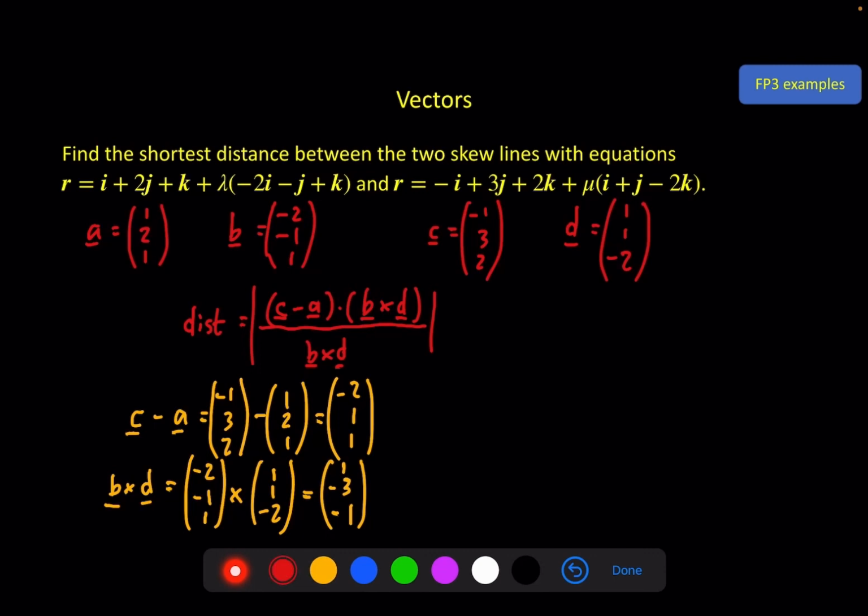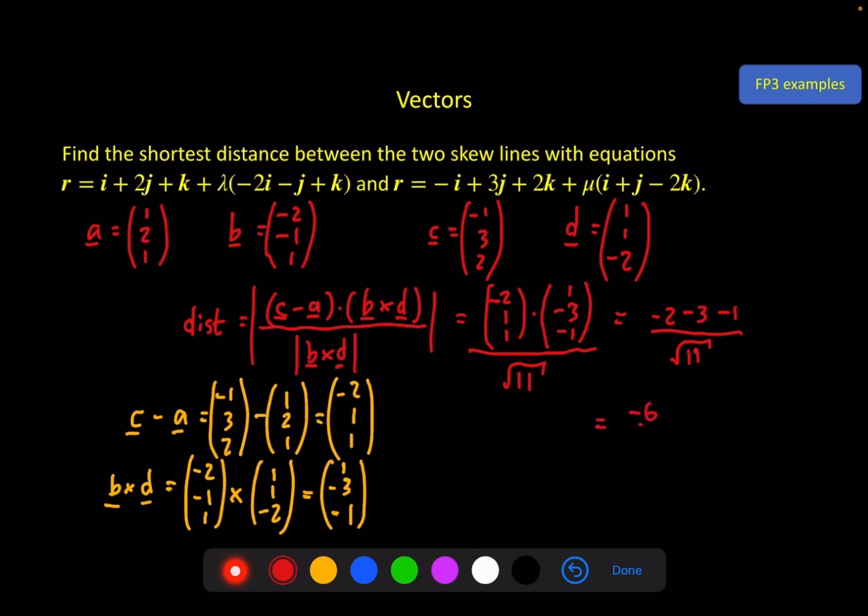Now I'll put this in my formula. So C minus A, -2, 1, 1 dot 1, -3, -1, divided by the magnitude, oh I'm missing, magnitude of B cross D. So that's 1 plus 9 plus 1, 11, so the square root of 11. -2 minus 3 minus 1 over the square root of 11 gives me -6 over root 11, and of course the magnitude of this gives me 6 root 11 over 11 as my final answer.